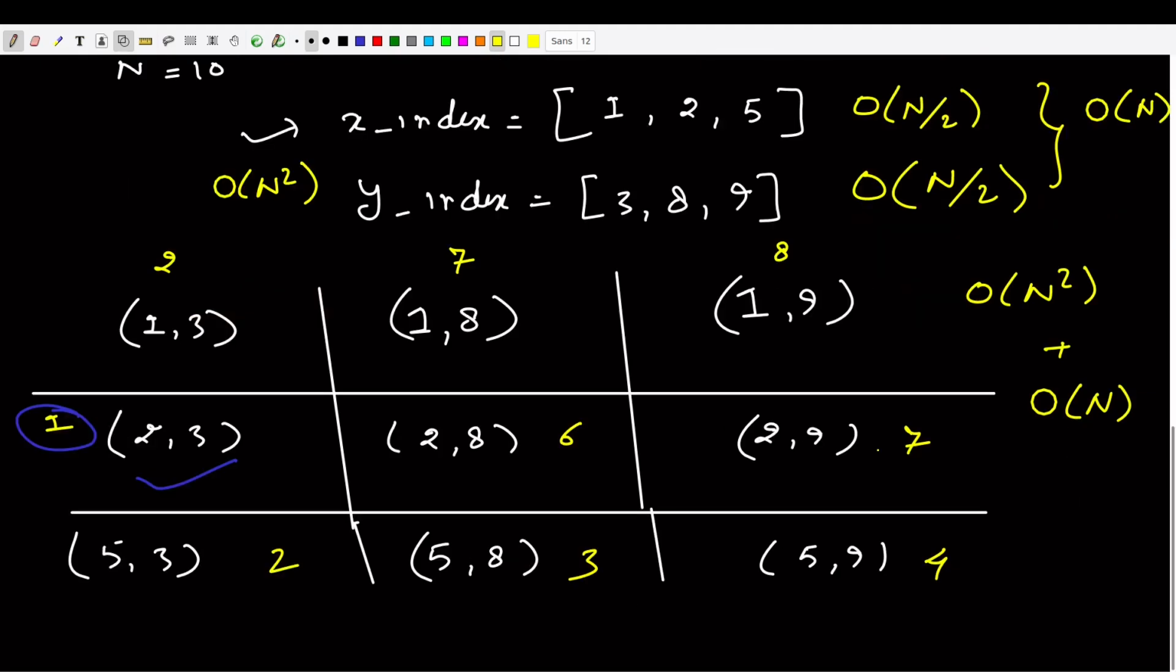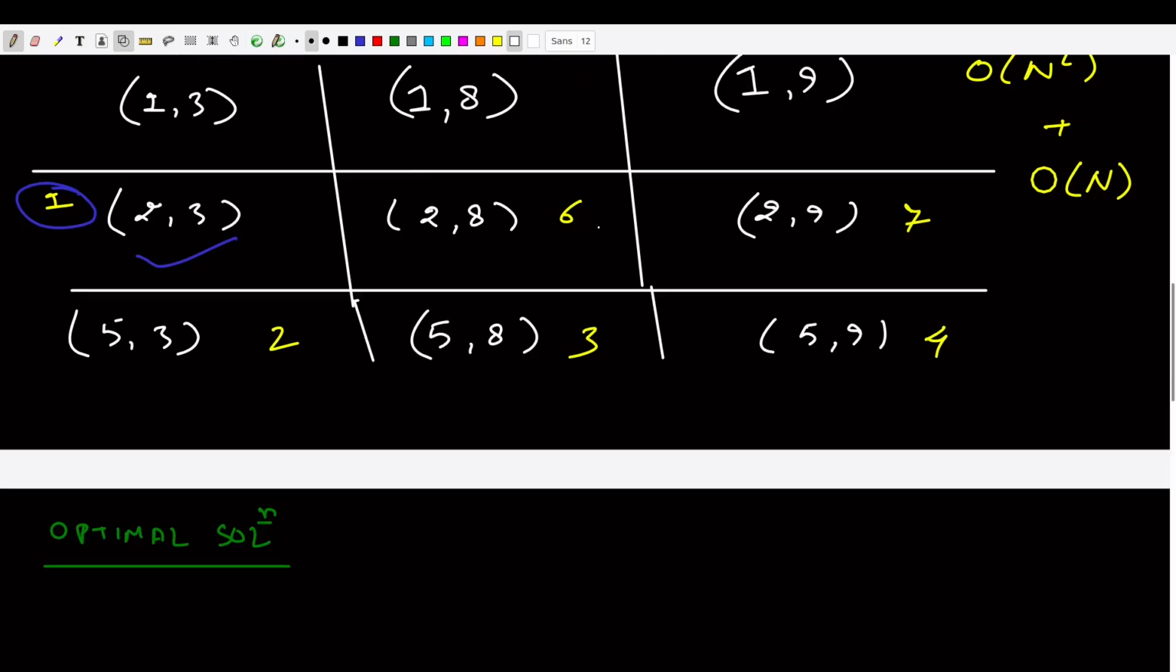Now let us see if we are able to optimize this solution or not, right? So let us look at the optimal solution for this problem, and let me just write it down. Optimal solution. Okay, and the optimal solution basically relies on two facts.